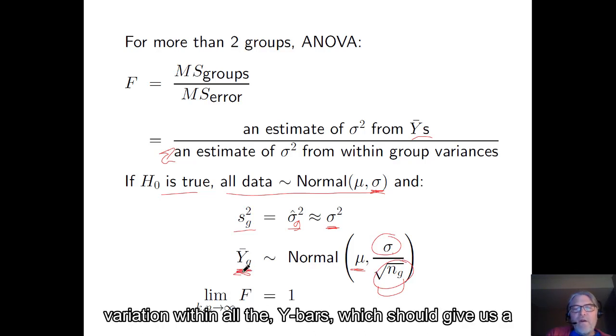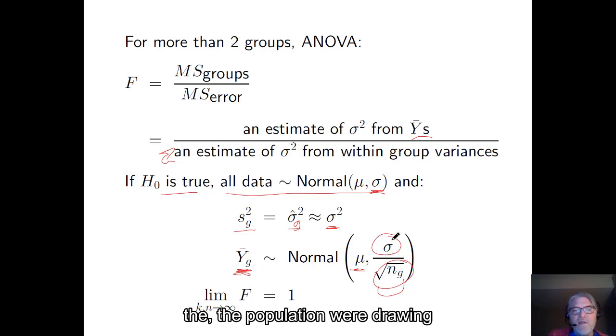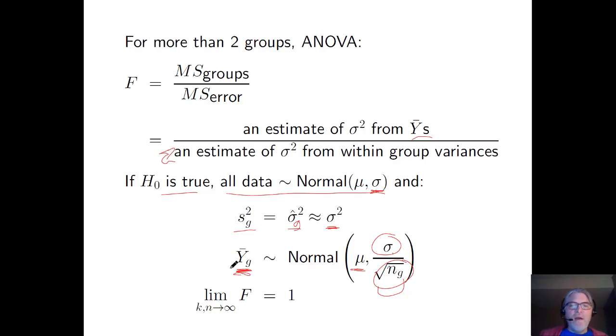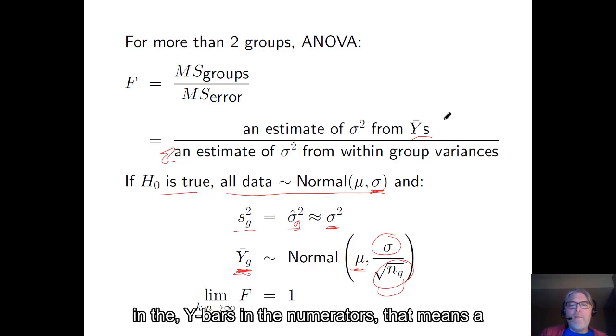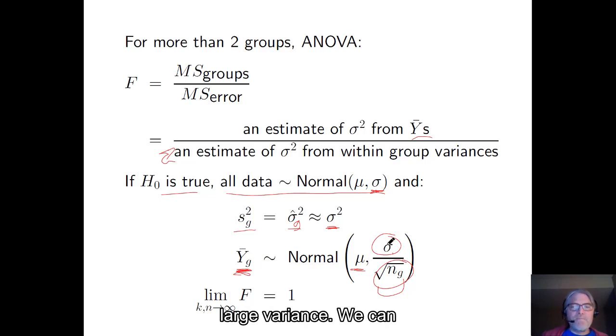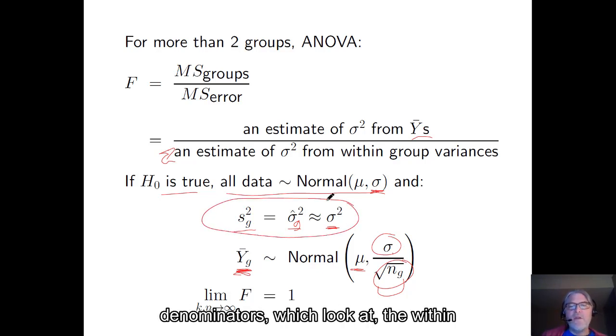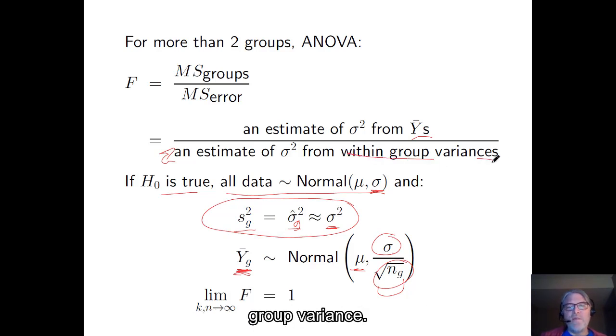If we can look at the variation within all the y bars, which should give us a hint on how much variation is in the population we're drawing from, because that's a key determinant of the spread of the y bars, right? So that's the idea behind ANOVA. If we see a lot of spread in the y bars and the numerators, that means a large variance. We can compare that variance to what we get from the denominators, which look at the within group variances, okay?